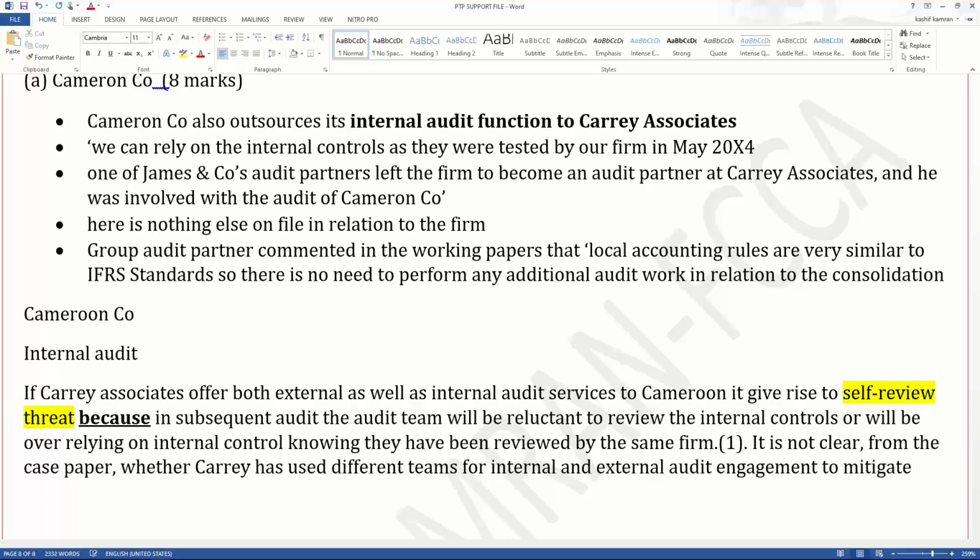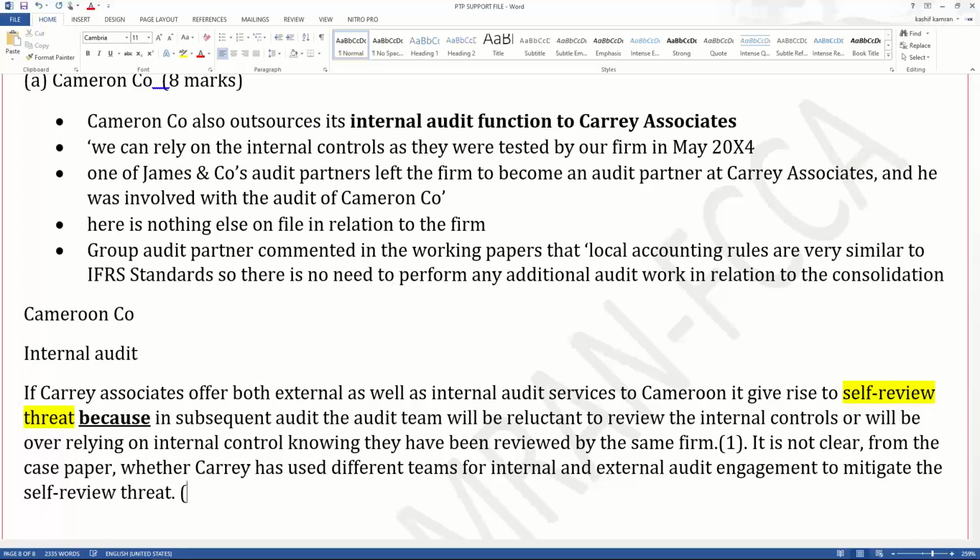So see, when the question is silent, how do you write an answer to mitigate the self-review threat? Rather than take a hypothetical assumption, I cannot take a hypothetical assumption because the question is silent. So I simply tell the examiner it is not clear from the case paper whether Kerry has used the teams or not to mitigate the self-review threat. So I cannot comment on this.